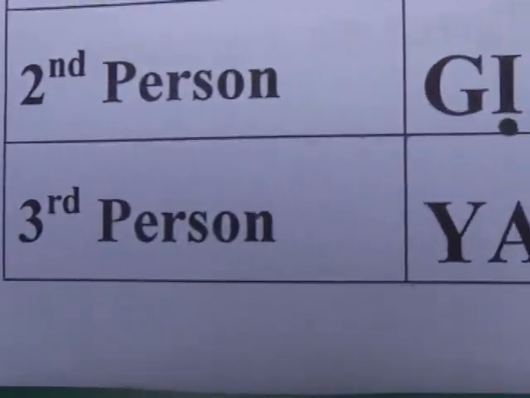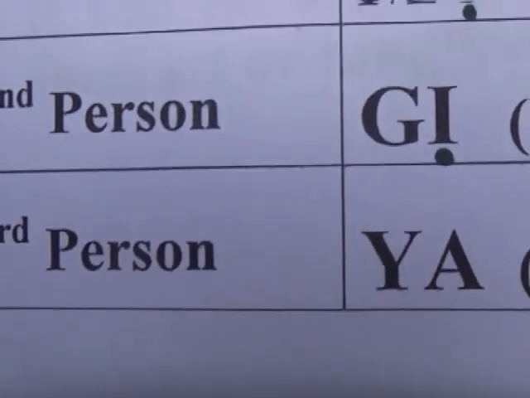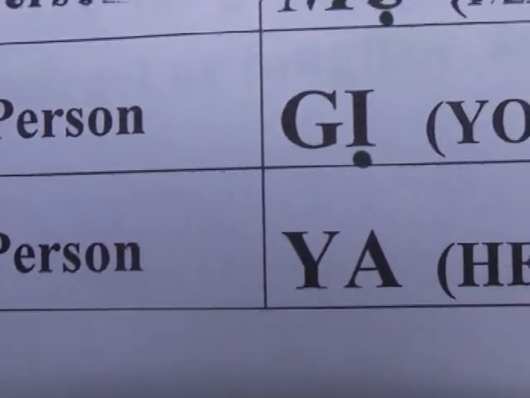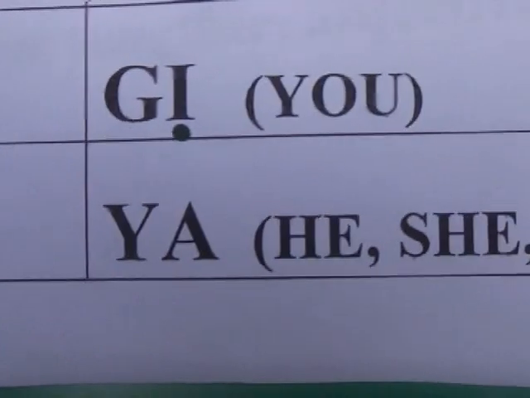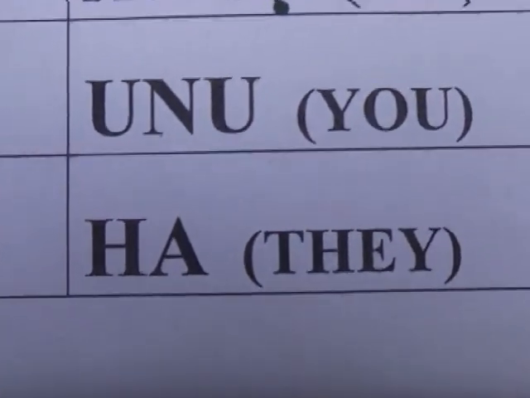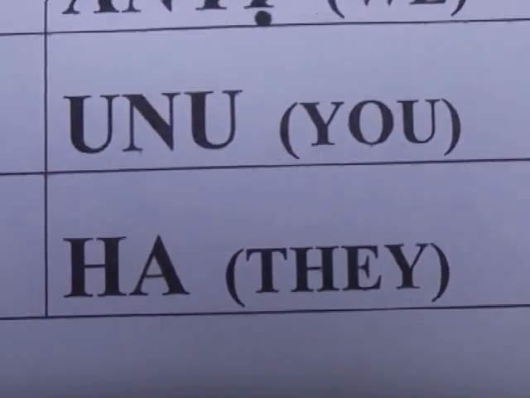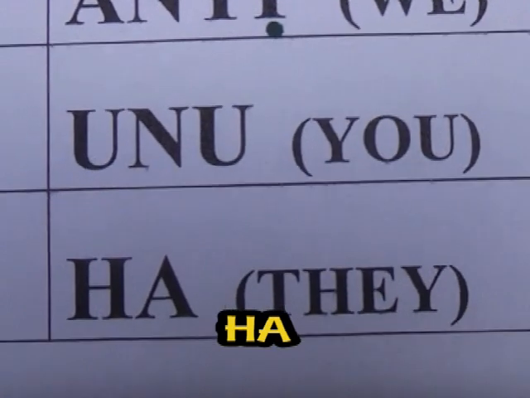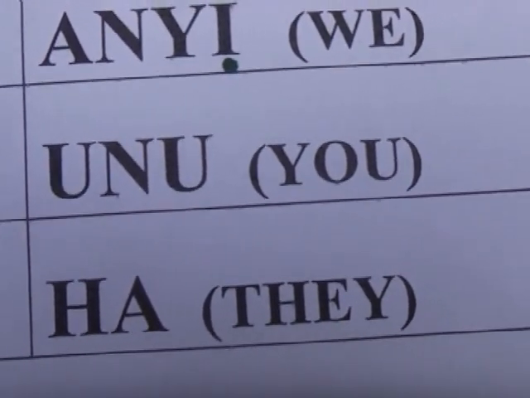If it is a third person, you and I are talking about somebody else. That person we're talking about is a third person. He or she or it is ya. Say it, ya. When it is more than one person we are talking about, we call it ha. Ha is a third person, plural.